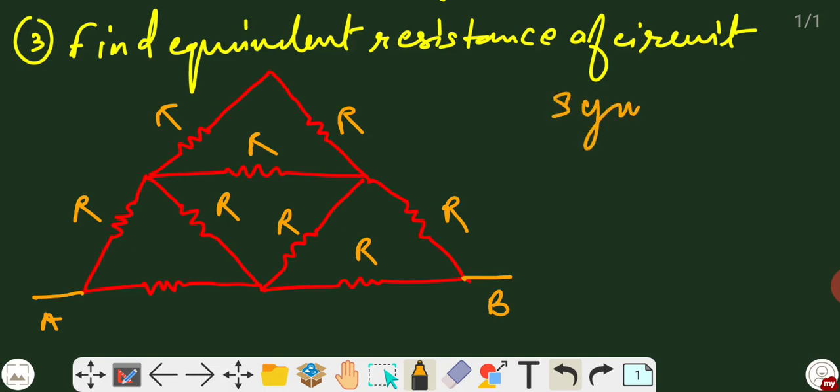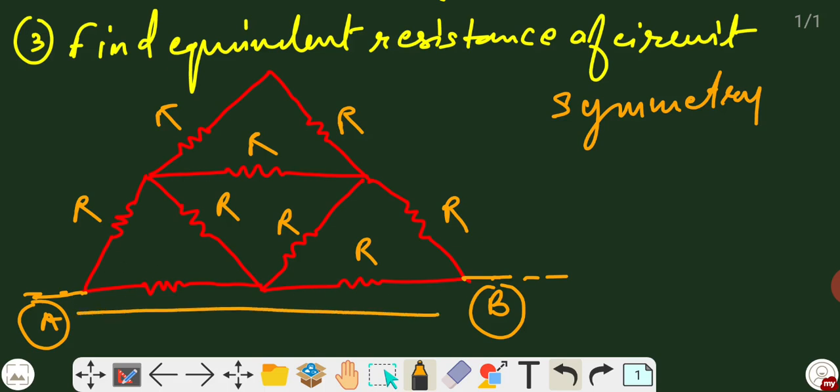Okay, so now we have to find the equivalent resistance across this A and B. Suppose I have just drawn a horizontal line; you will observe that we will not be getting the same circuit below this AB line. Obviously, we will not be getting the same circuit.